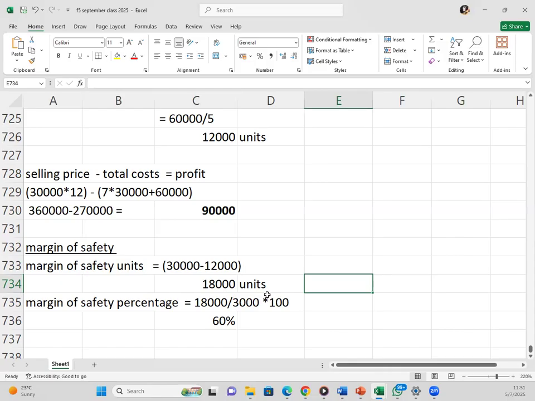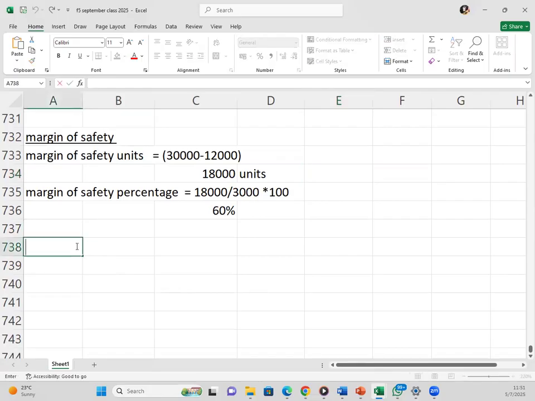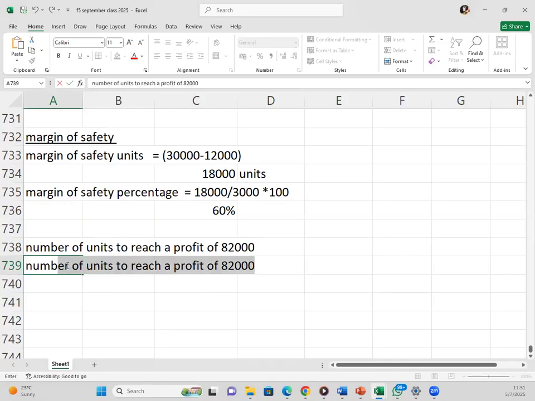So the margin of safety. Then besides the margin of safety, the number of units to reach a targeted profit of 82,000. To reach a profit of 82,000, the formula is targeted profit, so it's the number of units.